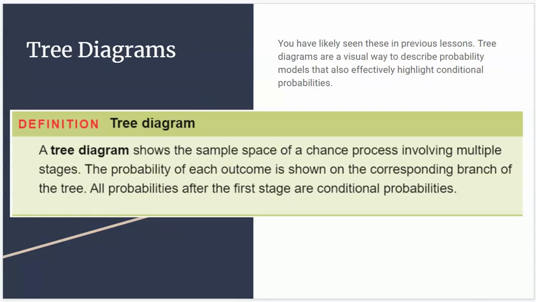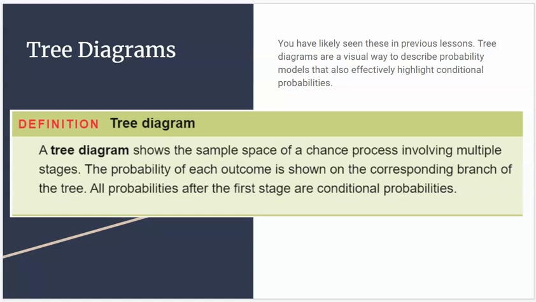All right, we're moving on to the tree diagrams. So hopefully you got enough practice with the multiplication rule. I think it is really pretty simple. The tree diagrams are things you've probably seen before. They are a visual way to describe probability models, but they're used mostly to highlight conditional probability.